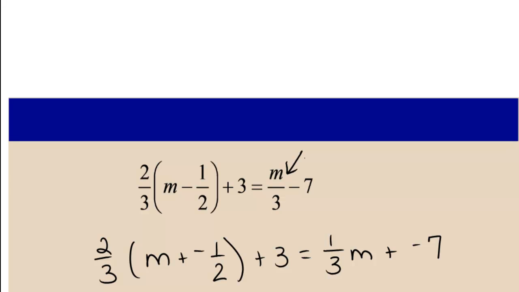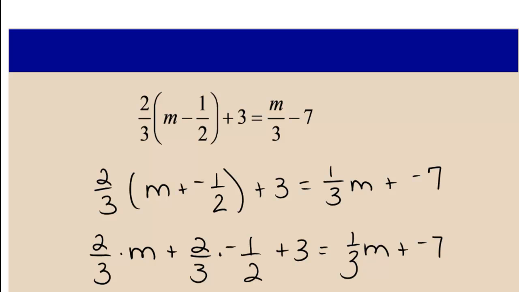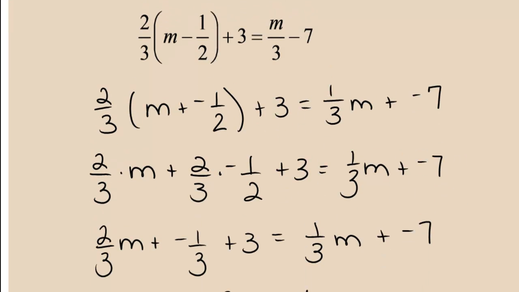into 1/3 m. The next step is the distribution step, where you multiply 2/3 times m, 2/3 times -1/2, bring down your +3, and bring down the equals, the 1/3 m plus the -7. Your next step, you complete the distribution. So we end up with 2/3 m. For 2/3 times -1/2, hopefully you cross-canceled and you end up with -1/3. Bring your +3 down and the equals and the other side down.